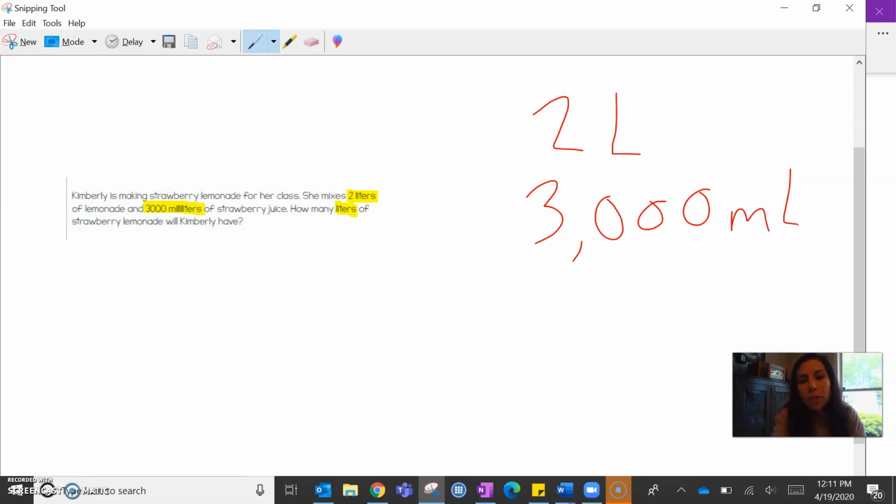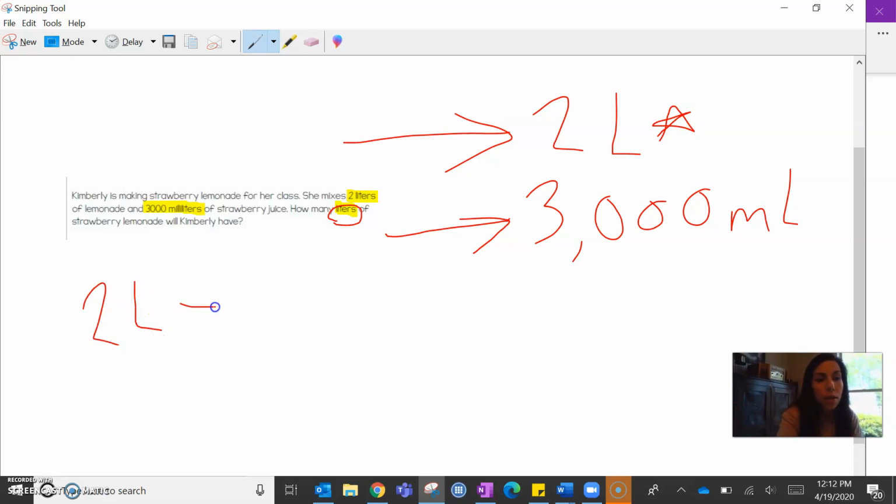So what you have to do is make sure that you have both of your amounts in the unit that you're looking for. Okay, so we know we're looking for liters. Are these both in liters? Hopefully you can see that this one is already in liters. So that's great. We know we're going to have 2 liters plus some other amount of liters, right? But look, uh-oh, we're not in liters yet. So we have to convert 3,000 milliliters to liters.